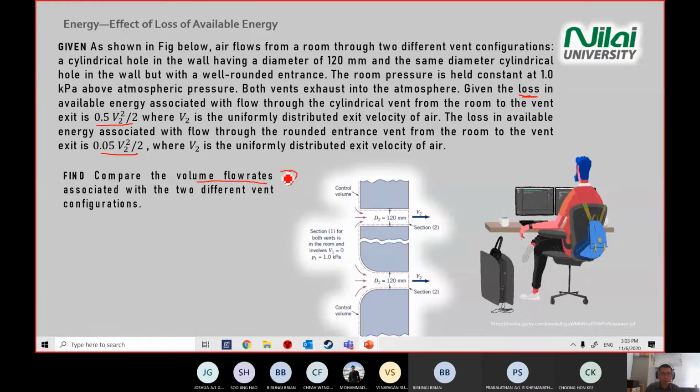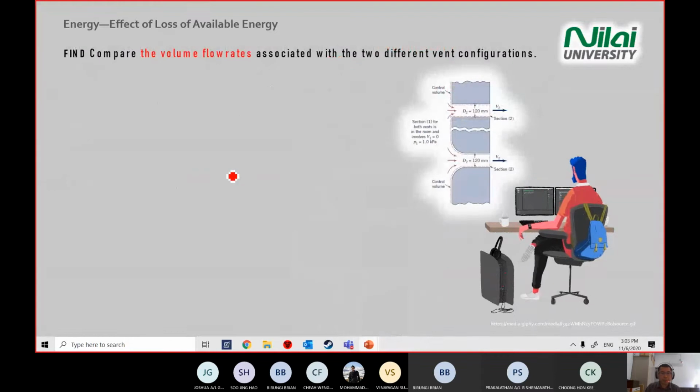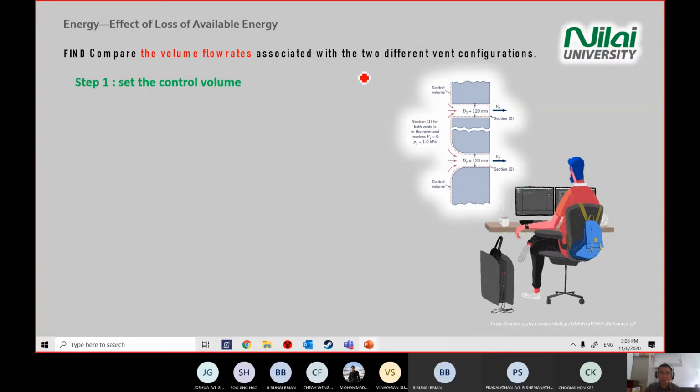When we have two holes, we want to compare the volume flow rates, this is our Q, in these two cases. So straight away we jump into the question. Again we look at the control volume, we're still in the control volume chapter. In your tutorial sheet the control volume is already given. On the top is a sharp corner entrance. The second one is a more chamfered, more rounded entrance.